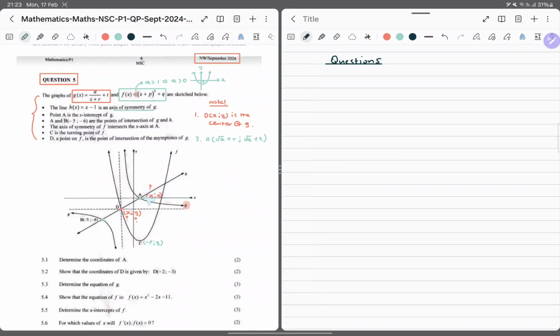So we get those coordinates of A like that, and those of B is going to be minus the square root of A plus R, minus the square root of A plus T. So we can see that these are already given, so we can use this property in a way.